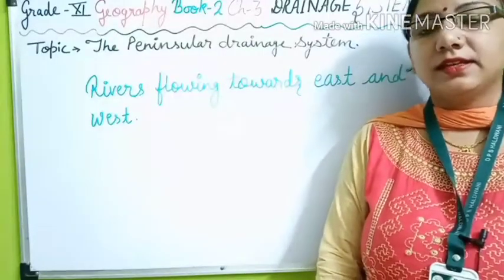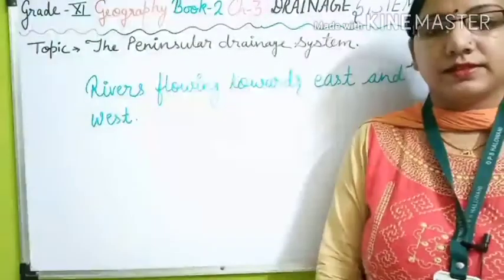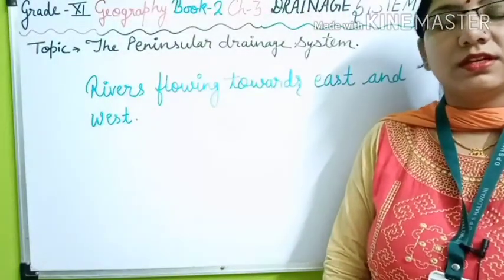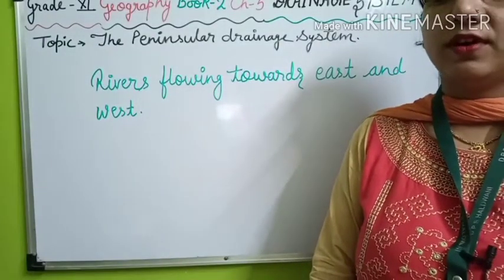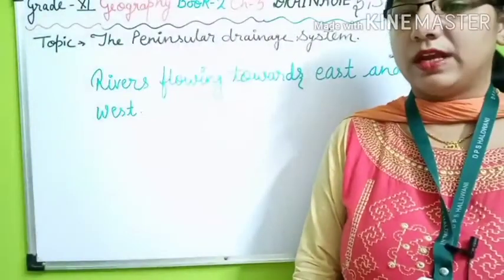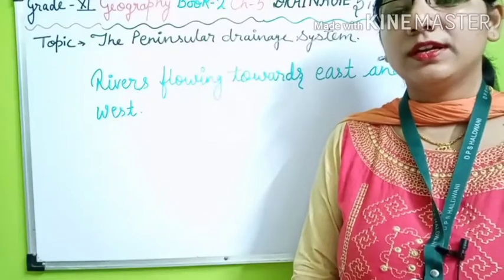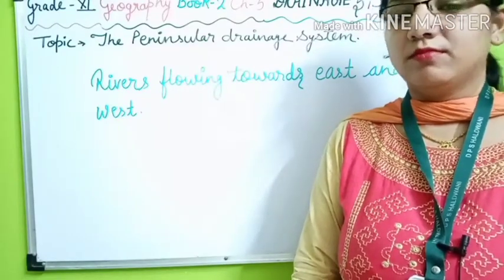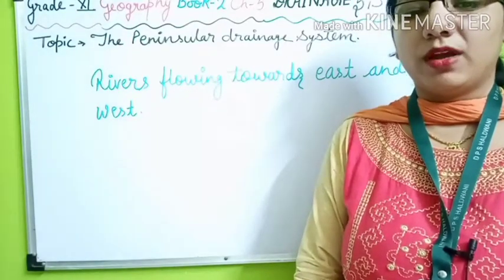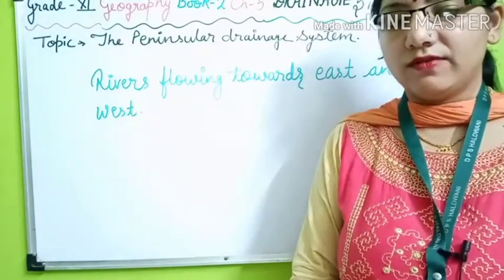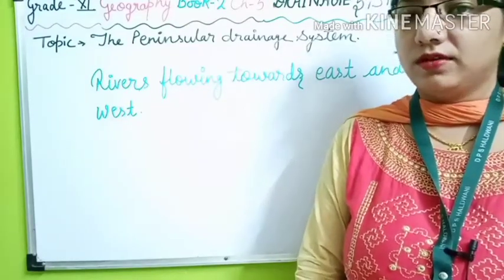Now let's see the rivers flowing towards the east and west. First, we will see the east flowing rivers. The rivers flowing eastwards on the peninsular plateau are generally large. These rivers form huge deltas near their mouth. These rivers fall into the Bay of Bengal. Mahanadi, Godavari, Krishna and Kaveri are east flowing rivers.